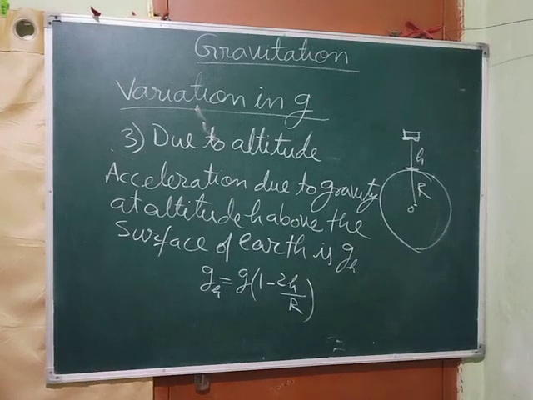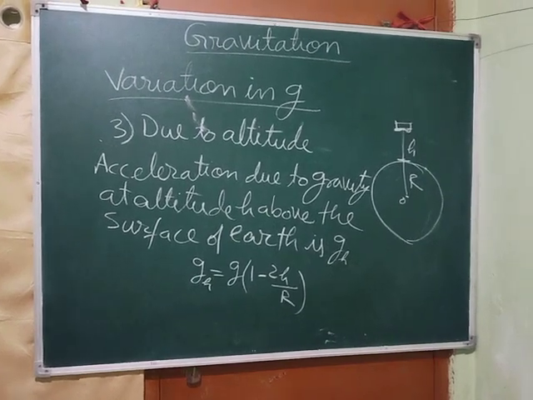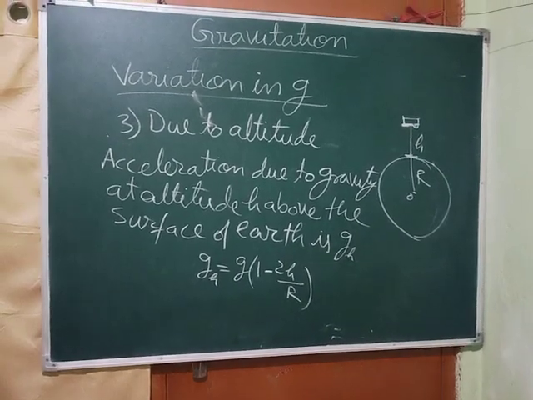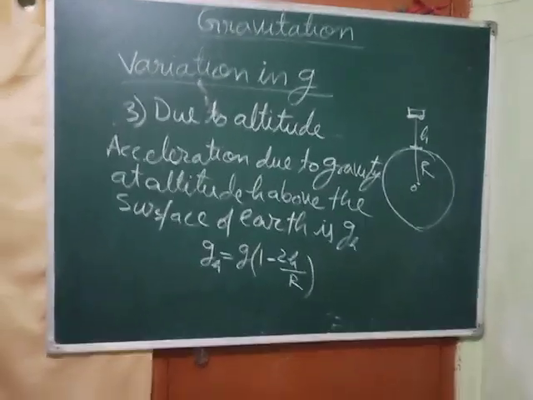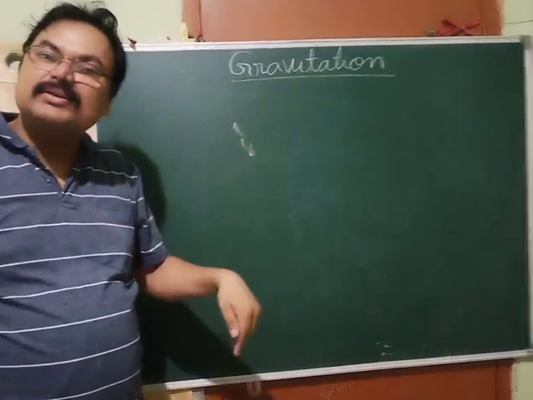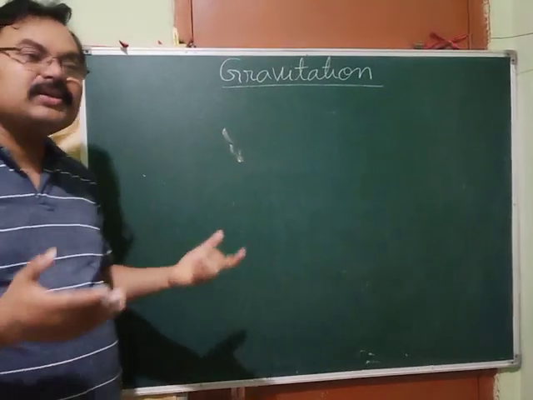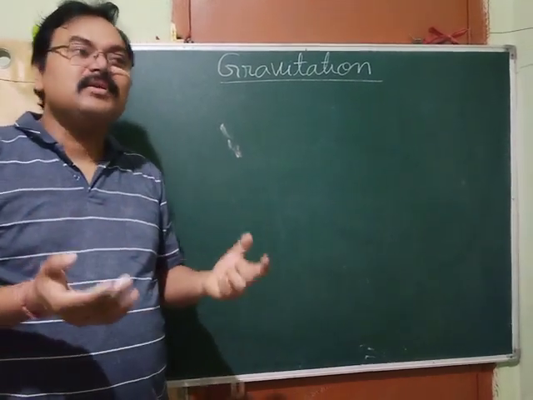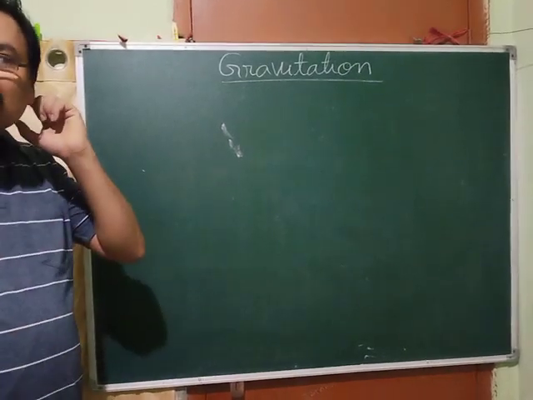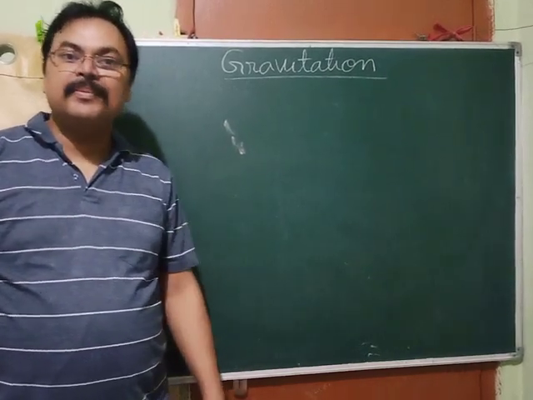Acceleration due to gravity decreases with increase in altitude. In the previous two cases we have seen that due to depth, acceleration due to gravity decreases. When we are going above the surface of the earth, again acceleration due to gravity decreases. Then where has the acceleration due to gravity got the maximum value? Obviously, the acceleration due to gravity has got maximum value on the surface of the earth. Okay, so you can write down this: the acceleration due to gravity has got the maximum value on the surface of the earth. Written?